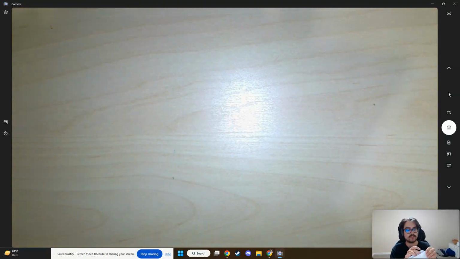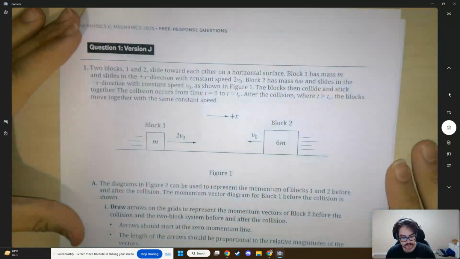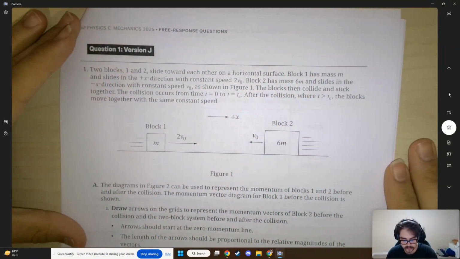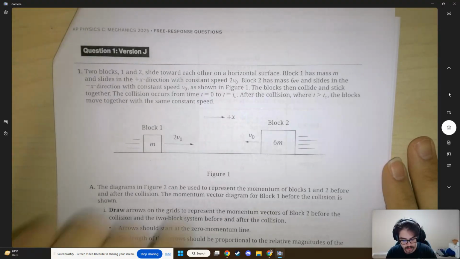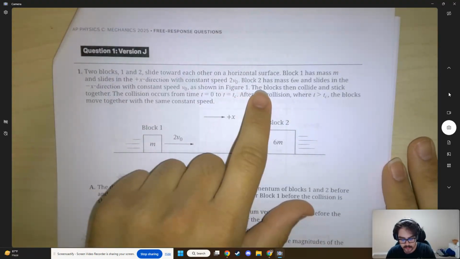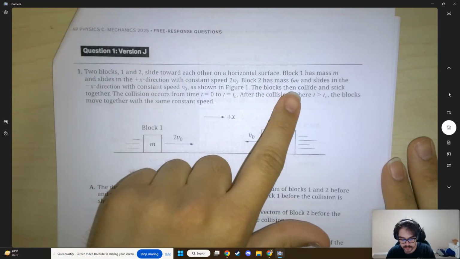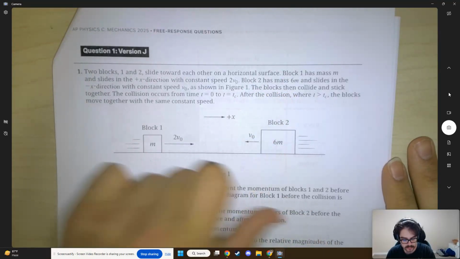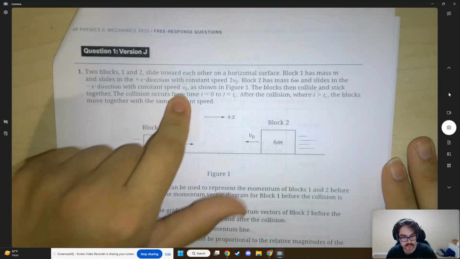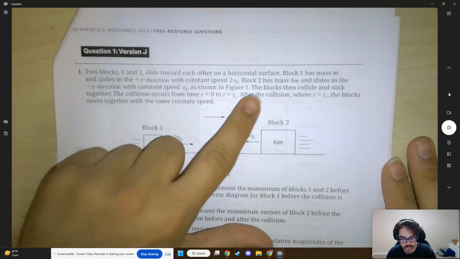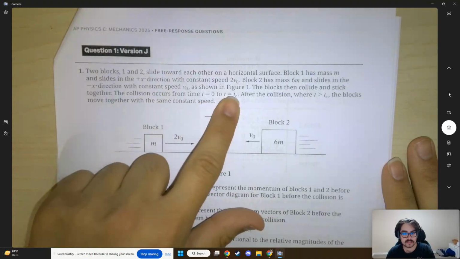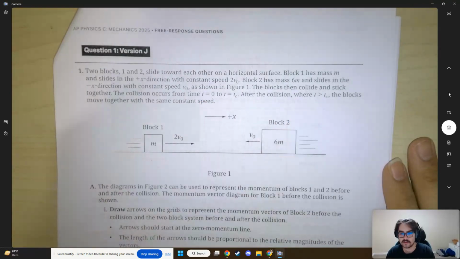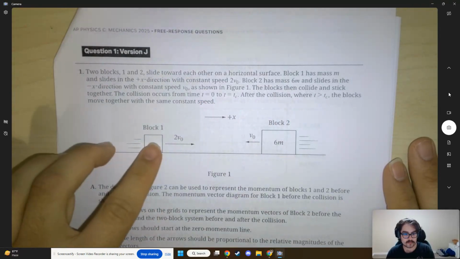Okay, so question number one. Two blocks, 1 and 2, slide towards each other on a horizontal surface. Block 1 has mass m and slides in the positive x direction with constant speed 2v naught. Block 2 has mass 6m and slides in the negative x direction with constant speed v naught, as shown in figure 1. The blocks collide and stick together. The collision occurs from 0 to tc. After the collision, where t is greater than tc, the blocks move together with the same constant speed.